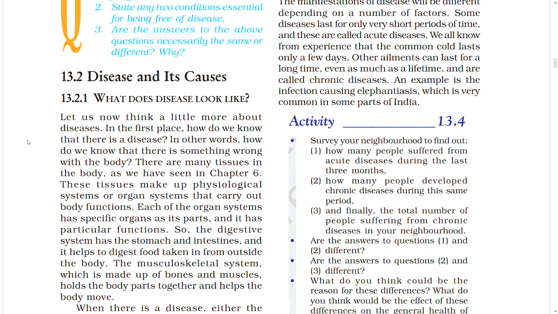There are many tissues in the body, as we have seen in chapter 6. These tissues make up physiological systems or organ systems that carry out body functions. Each of the organ systems has specific organs as its parts and it has particular functions. So, the digestive system has the stomach and intestines, and it helps to digest food taken in from outside the body. The musculoskeletal system, which is made up of bones and muscles, holds the body parts together and helps the body move.